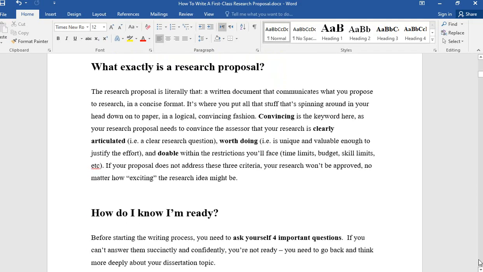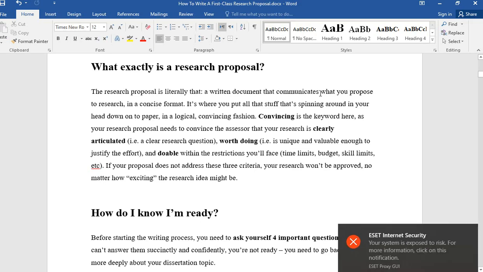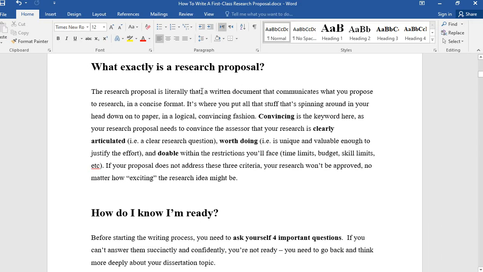What exactly is a research proposal? The research proposal is literally that: a written document that communicates what you propose to research in a concise format. All right, so it's a written document that communicates with whom? With the administrators of that organization or university. What you propose to research, what you're going to do in that particular research, right?